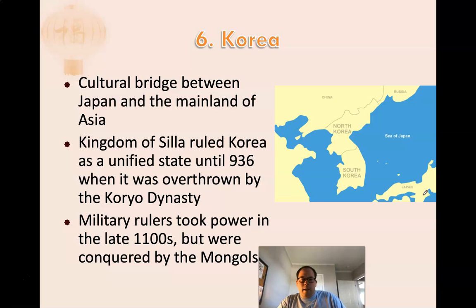Then looking at Korea, it is a cultural bridge between Japan and the mainland of Asia. So you can see China, and then it is a peninsula here to where Japan is able to connect with the rest of mainland Asia. The Kingdom of Silla ruled Korea as a unified state until 936, when it was overthrown by the Koryo dynasty. Military rulers took power in the late 1100s, but were eventually conquered by the Mongols.